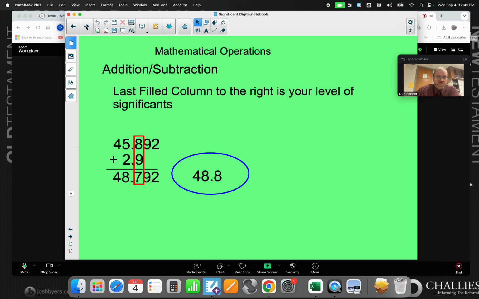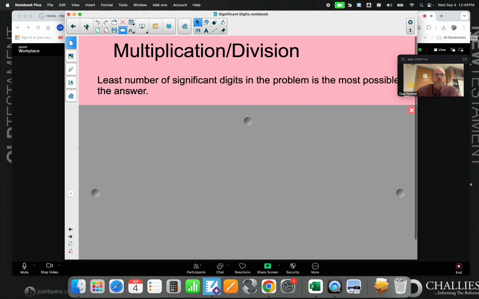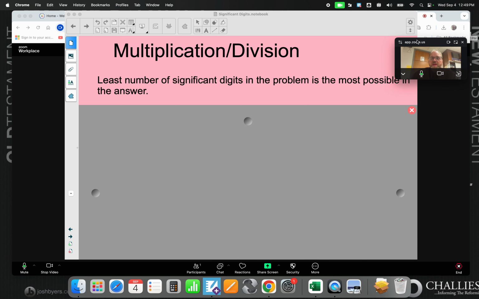Okay, now we have addition and subtraction. We also have to have multiplication and division. The rule for multiplication and division is that the least number of significant digits in the problem is the most in your answer.